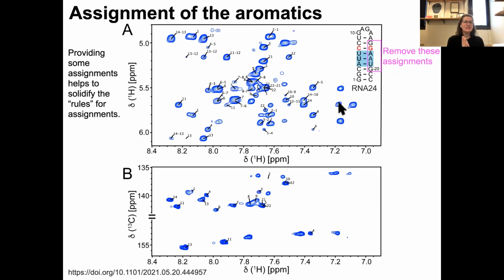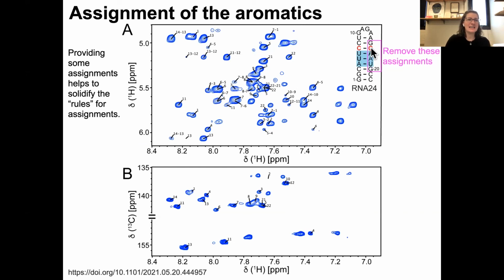Okay, so because of limits on time and the switch to virtual instruction for the pandemic, researchers in my lab prepared and collected the data on these 12 RNAs and actually pre-assigned all of the data. We then removed a subset of assignments. So for RNA 24, we removed the assignments for residues 15 to 20.